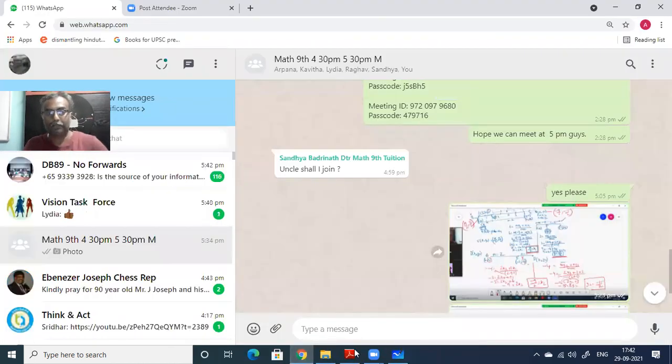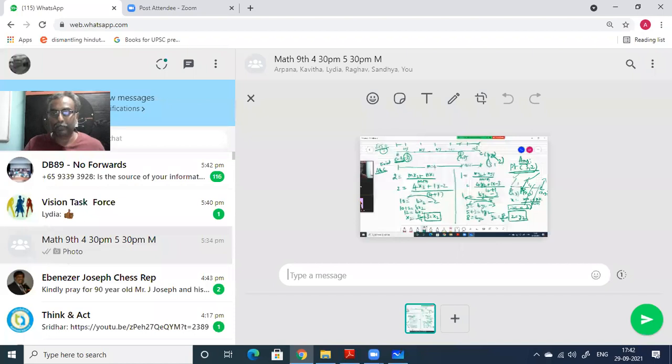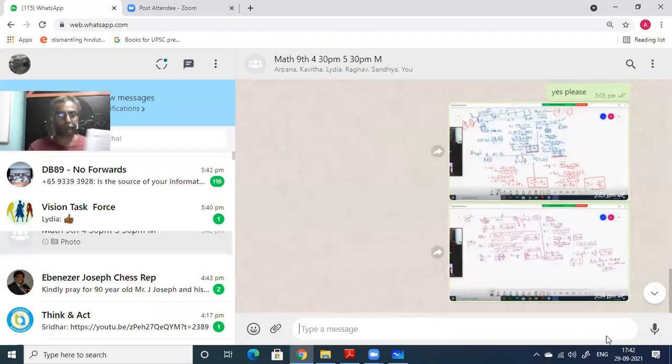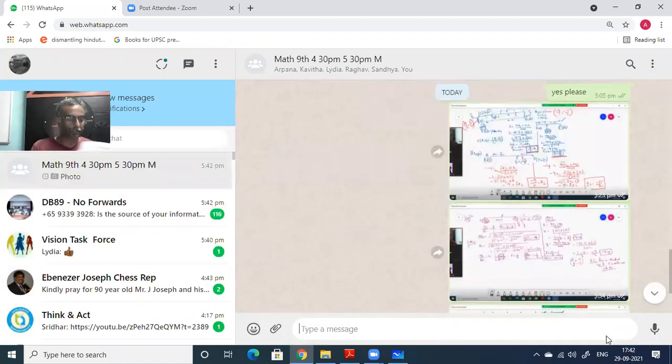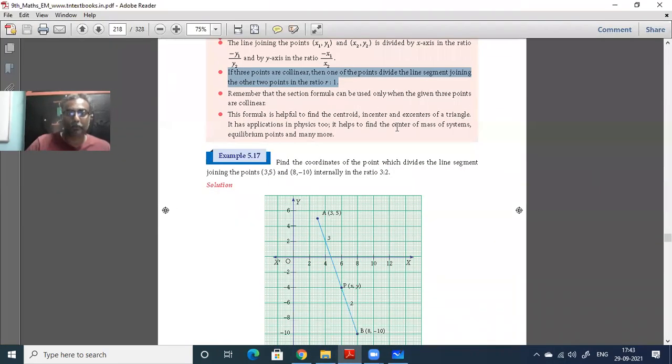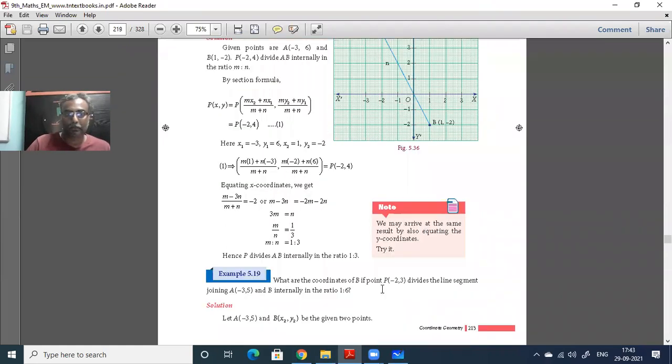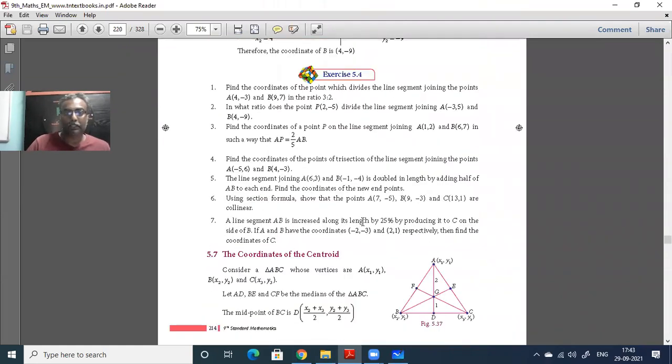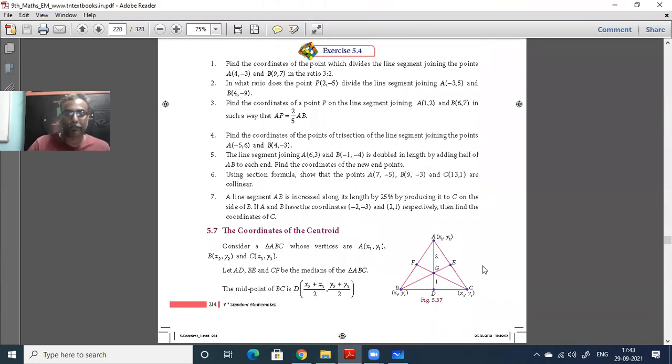With that we are finishing. Yeah, we have finished exercise 5.4. We have to now do coordinates of the centroid. Okay, very simple.